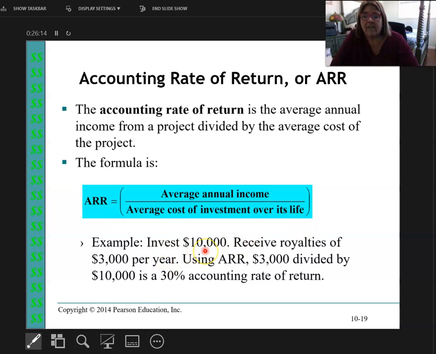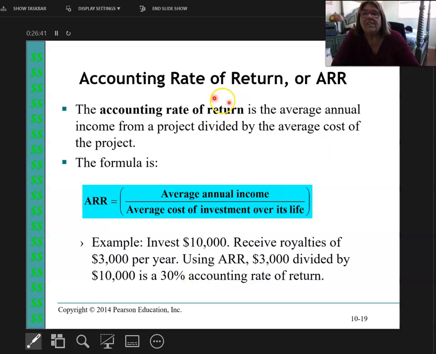So I'm going to invest $10,000. I'm going to receive royalties of $3,000 per year. Using an ARR, my annual income is $3,000 divided by the $10,000 that I invested, which is going to give me a 30% accounting rate of return. Listen, guys, 30% rate of return is excellent. I wish I could get that on any monies I have put away right now.